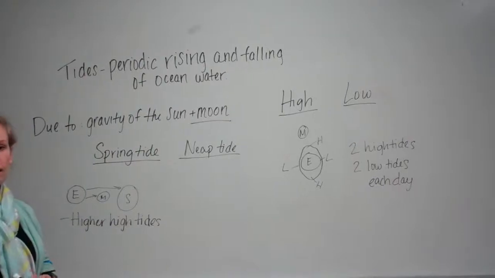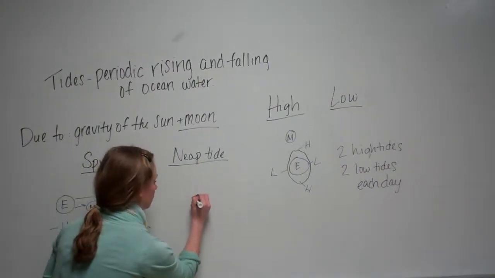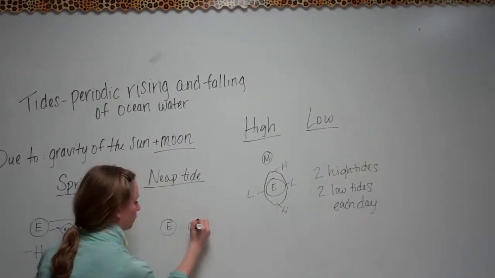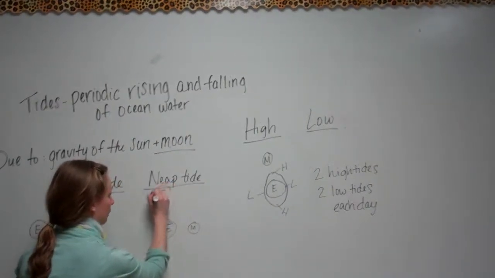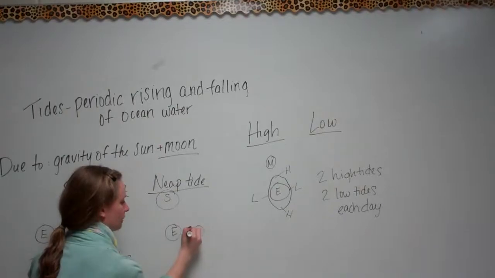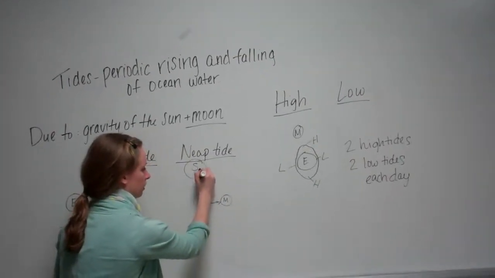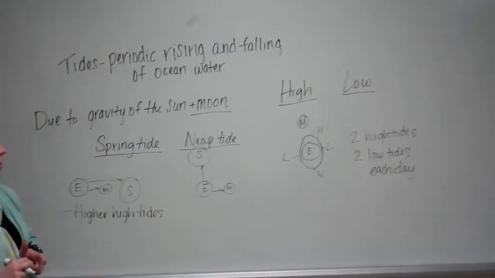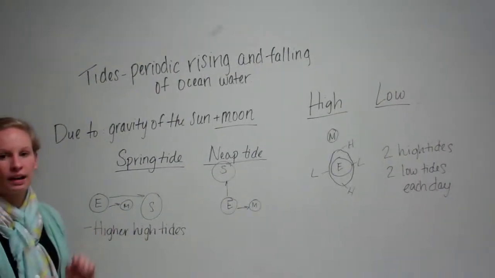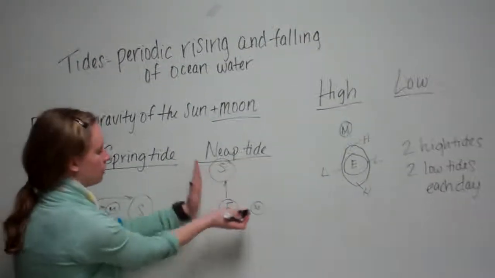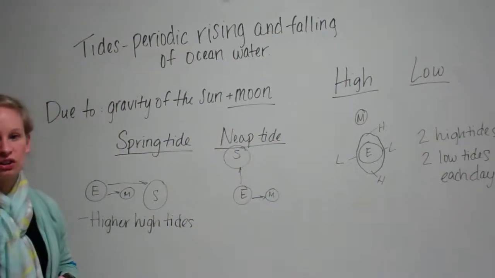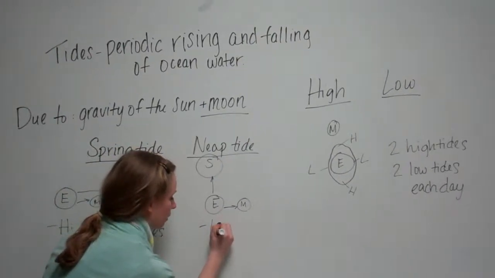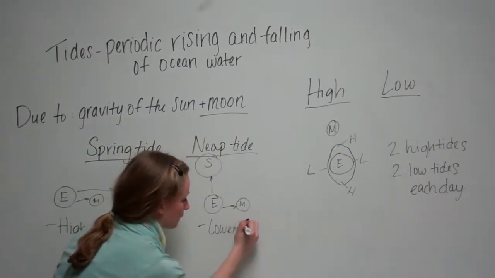Versus when we have a neap tide, we have the Earth, the moon, and the sun. So we have the gravitational pull in that direction. We have a gravitational pull in that direction as well. So we are going to end up with having lower high tides than normal because our forces are going in opposite directions and they end up canceling each other out a little bit. So we will have lower high tides.